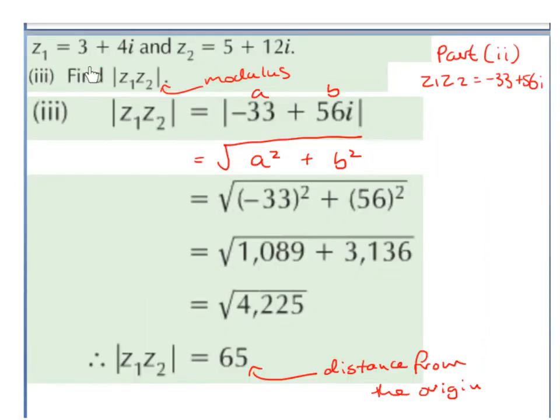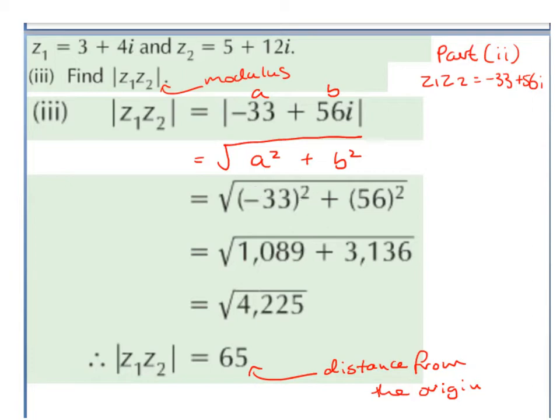Part 3. Find the modulus of Z1 multiplied by Z2. So in part 2, we worked out that Z1 multiplied by Z2 was minus 33 plus 56i. So we're going to use our modulus formula, which is the square root of a squared plus b squared, where a is the real part, which in this case is minus 33, and b is the imaginary part, which in this case is 56. So remember, we dropped the i when we're putting it into the formula. So we have the square root of a squared, which is minus 33 squared. Make sure you use brackets around this or you'll end up with a minus, which you don't want. Plus b squared, which is 56 squared.